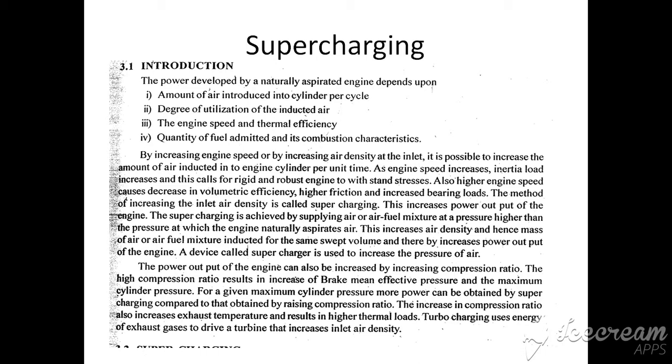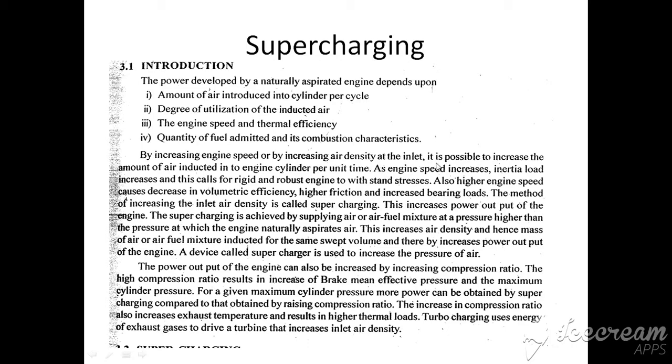So, by increasing engine speed or by increasing the air density of the inlet, it is possible to increase the amount of air inducted into the engine cylinder per unit time. So, to increase the amount of air inducted, I can either increase the engine RPM, that is speed, or I can increase the air density.